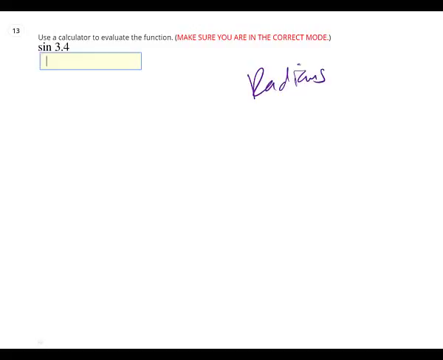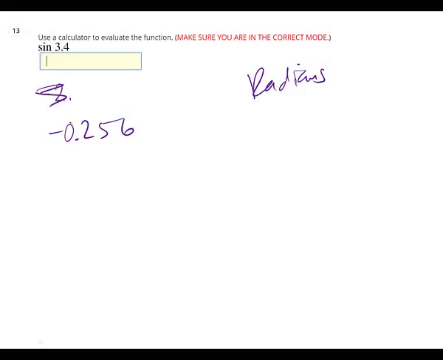So you're going to push your home button, number 5 for settings, and then document settings. Change the angle mode to radian. And then go to your scratch pad and type in sine of 3.4. All right, what are we getting? Negative 0.256. Do we agree with that? Okay.